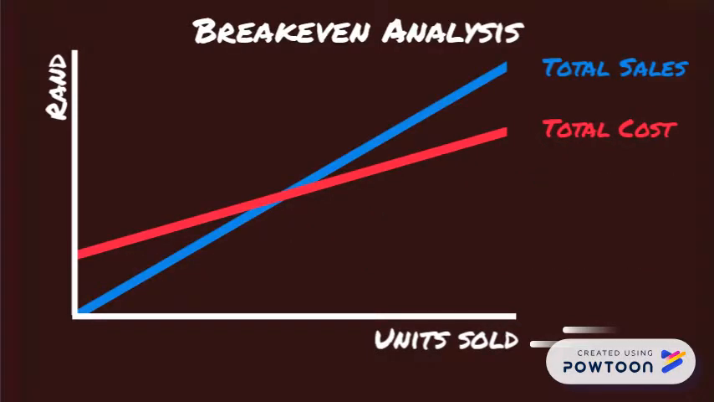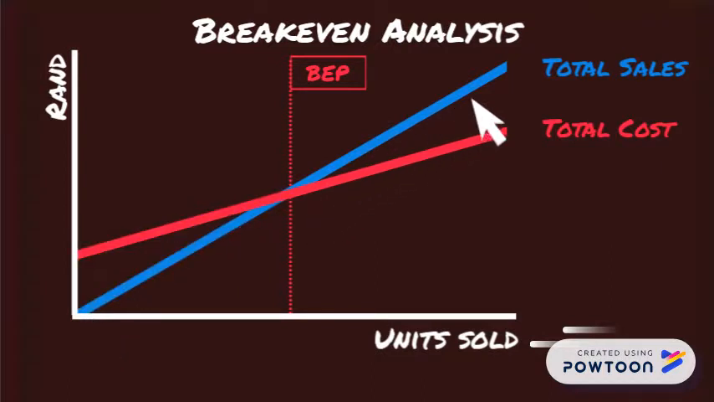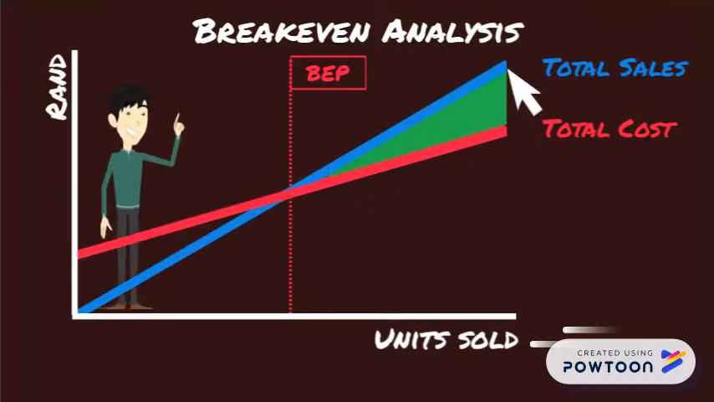Break-even analysis is about how many units we need to sell to cover total cost. Should Joe not achieve the break-even number of units, he would be making a loss. Any units above the break-even point, Joe will start making a profit.